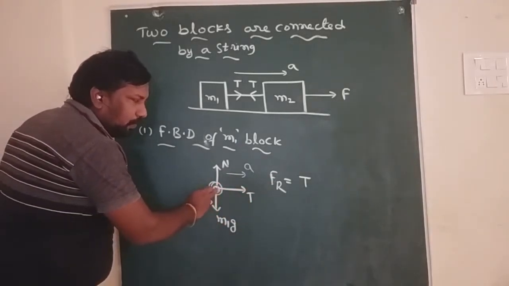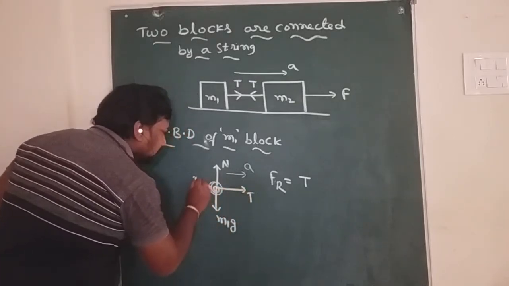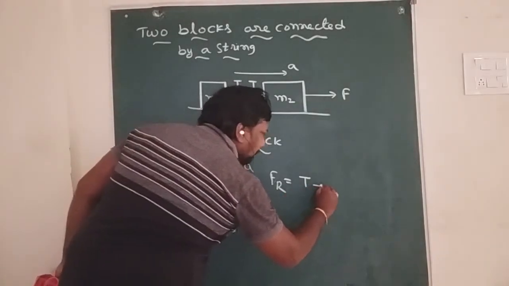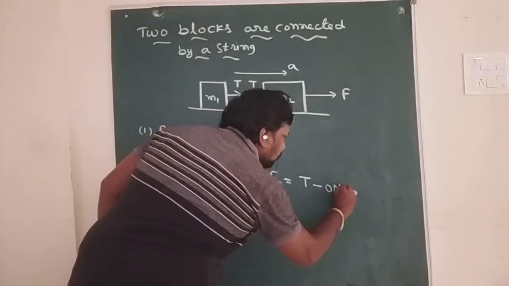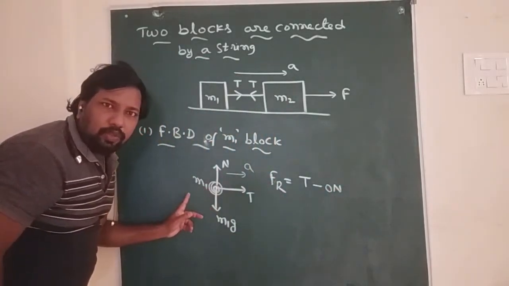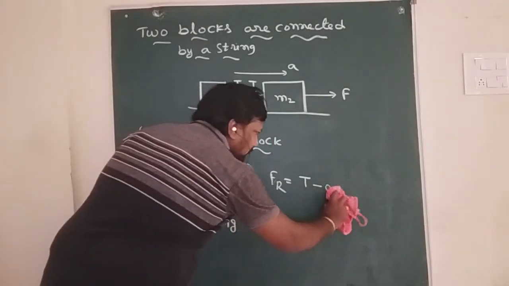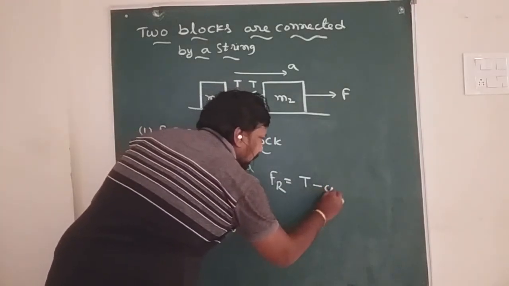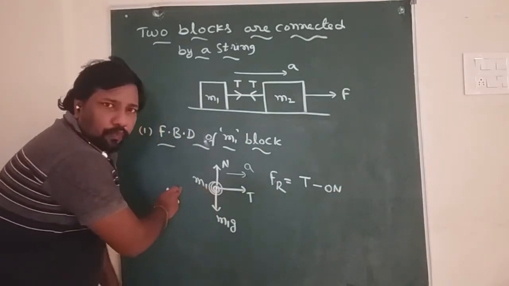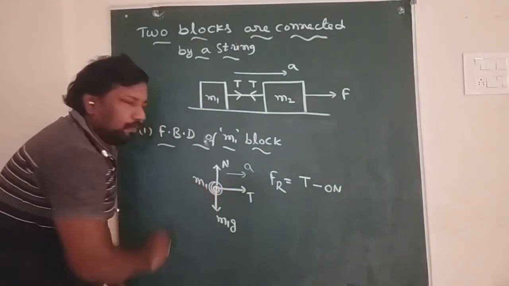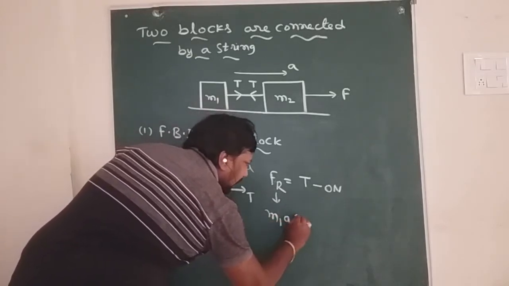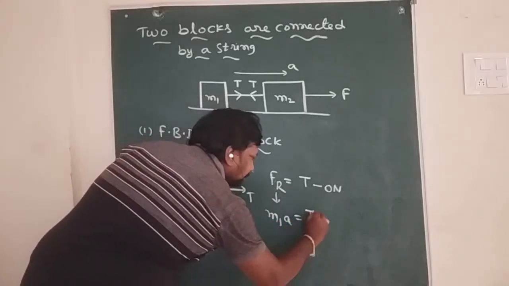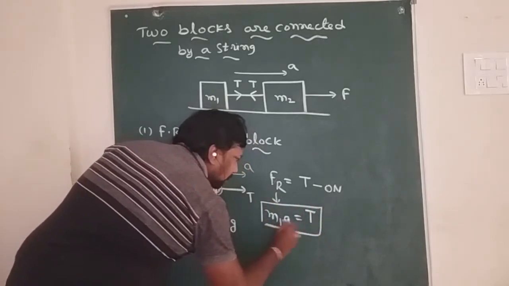Acting on the M1 block. So here this is the M1 block. T minus 0 Newton. So here in the right side there is a tension T, and in the left side there is no force acting on the block M1. Therefore the resultant force gives M1A equal to T. So this is equation number 1.